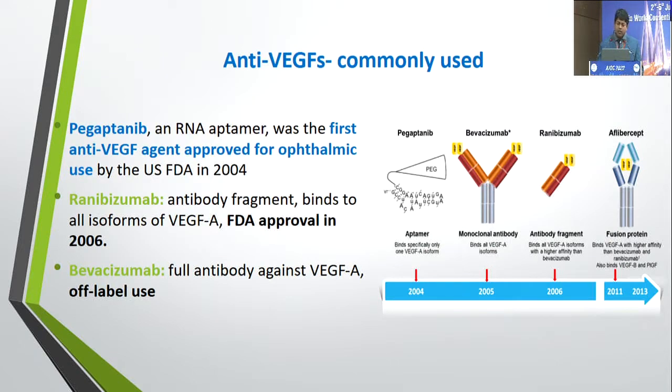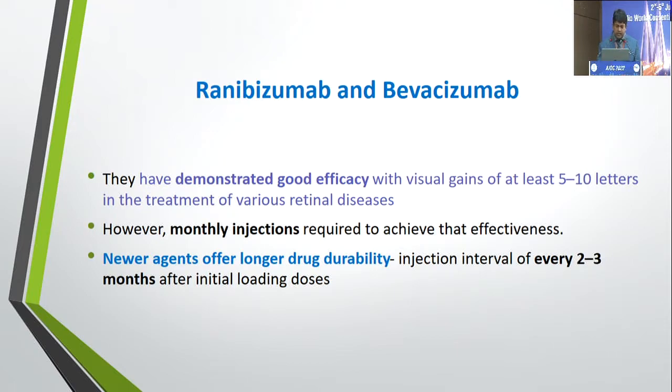The anti-VEGFs which are commonly used include mostly ranibizumab and bevacizumab. These two drugs have demonstrated good efficacy with visual gains of at least 5 to 10 letters in the treatment of various retinal diseases. However, they need monthly injections, and the newer agents offer longer drug durability. Injection interval can be increased to 2 to 3 months also after the initial loading doses.